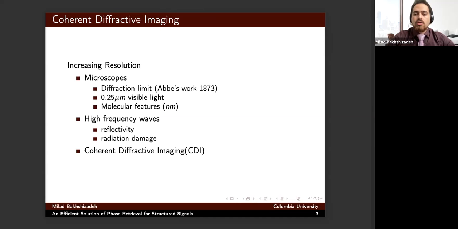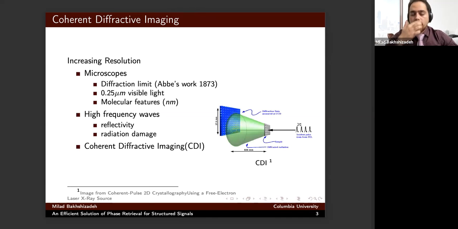coherent diffractive imaging, or CDI in short, which I'm going to describe here. So we put the object of interest in a location and emit a group of waves toward it and record the diffraction pattern on a plane far from the object location. And with this diffraction pattern, we are able to take an image of this object. But the point is we can only capture the magnitude of these diffracted waves, and hence we need to solve a phase retrieval problem to obtain the image that we are looking for.